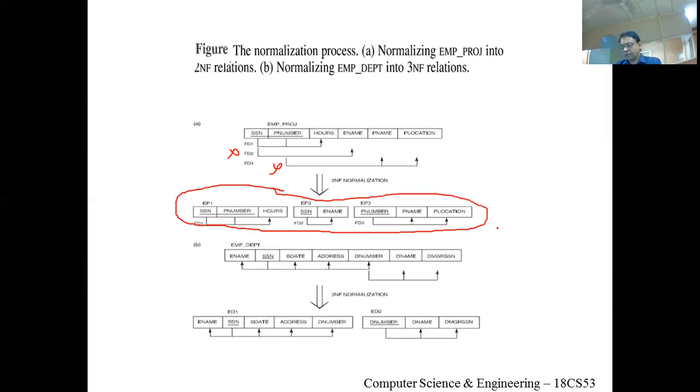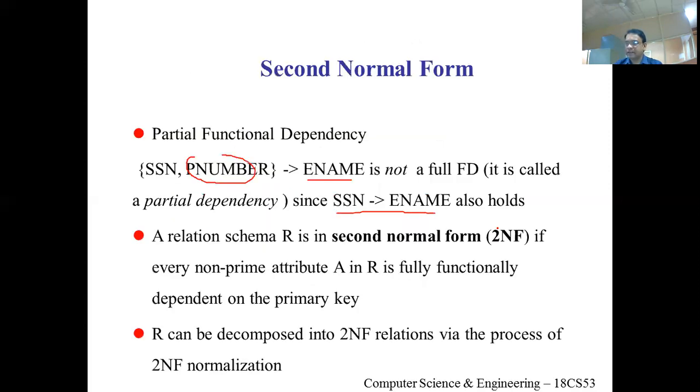The test for 2NF involves testing functional dependencies whose left-hand side attributes are part of a primary key. If the primary key contains a single attribute, then the test need not be applied at all for second normal form. If the left-hand side contains part of the primary key attributes, then only testing for second normal form is required. That means if you have a composite primary key, then the second normal form test needs to be applied. Okay, that's about the second normal form.